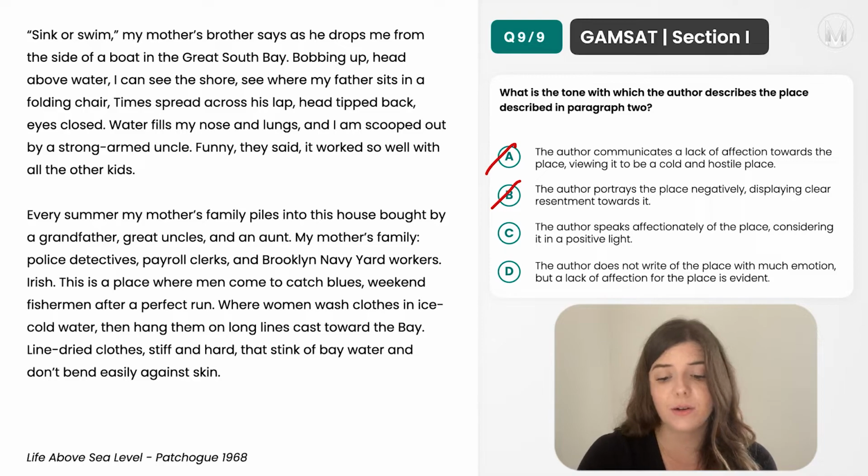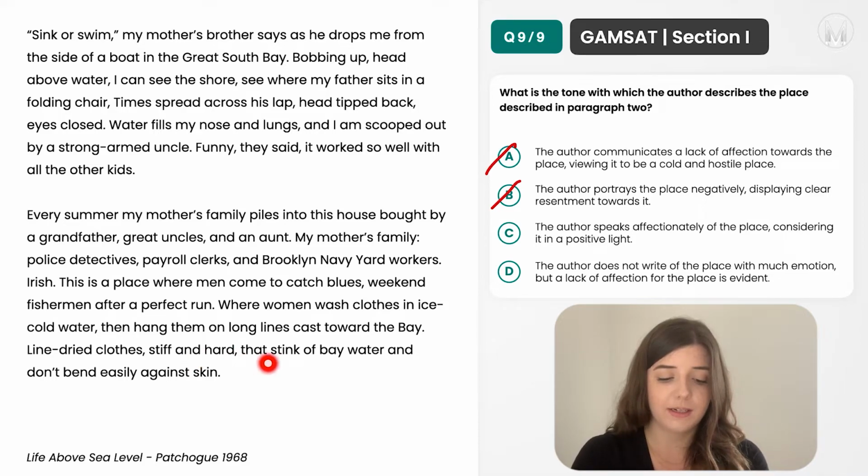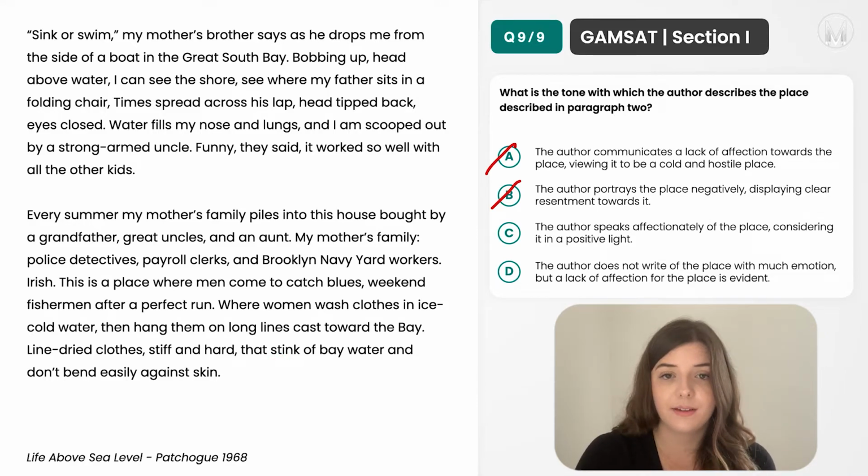Option C, the author speaks affectionately of the place, considering it in a positive light. So this is definitely not the case. Although we're saying that we can't use words strong enough such as resentment and hostile and cold, he's definitely not speaking of it in a positive light. When he talks about the clothes being stiff and hard that stink of bay water and don't bend easily against the skin. Even the use of the word stink instead of smell. Stink is normally a negative word, so again we can definitely say it's not a positive light, so we can rule out option C. So we're left with option D.